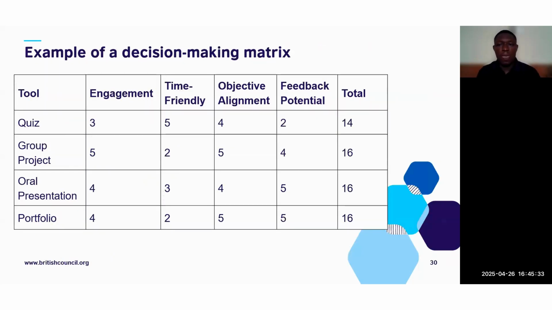Now, here's an example. Here's an example of the table or the decision-making matrix that I have. So vertically, you have the tools. Horizontally, you've got the criteria. So you try and see how you can match these. Now, this is not exclusive because you can also add more depending on your context. So for my context, I can actually do these 4 that I've listed, but I have to create more time now because the group project, oral presentation and portfolio are time consuming. So it's not really as time friendly as the quiz.